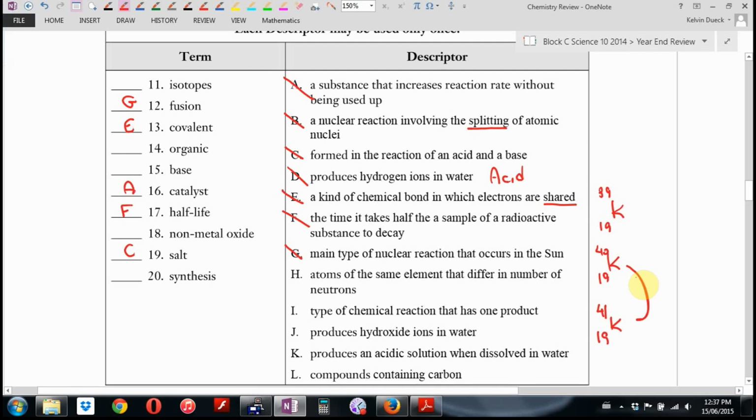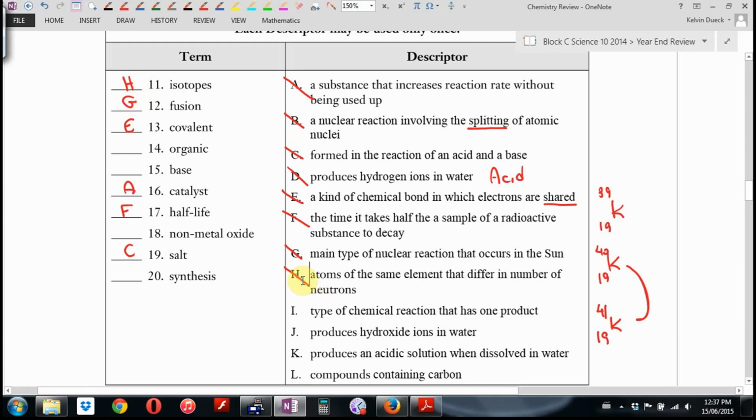But an isotope is the same number of protons, because the protons can't change. If it changes the number of protons, it's a whole new atom. It's not an isotope. An isotope has the same number of protons, same atom, different number of neutrons, different mass. Okay? So isotopes, which was H, also Springfield's baseball team.